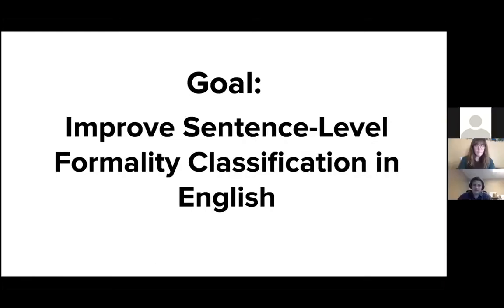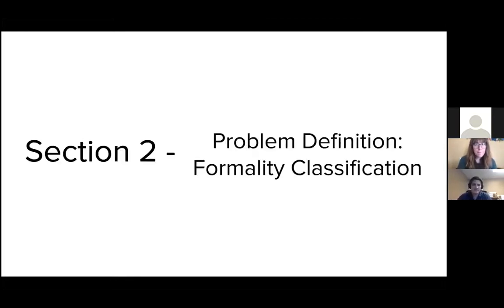So our goal is to improve that green box. We're trying to improve the sentence-level formality classification in English. This is applicable in a lot of areas that aren't just Japanese-English machine translation, but that's the one that's most relevant to me. So anyway, okay, what is formality classification?